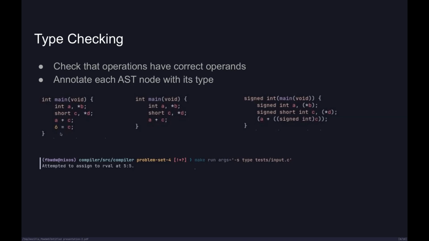So on the far left here, we can see we have an invalid program because we're trying to assign C to 6, which doesn't work. And so in the type checking stage, we'll get an error that we're trying to assign to an R value. Now in the middle, we have a valid program. And then on the right, you can see that we're also inserting casts, which are implicit in the code, but we make them explicit here in this stage.